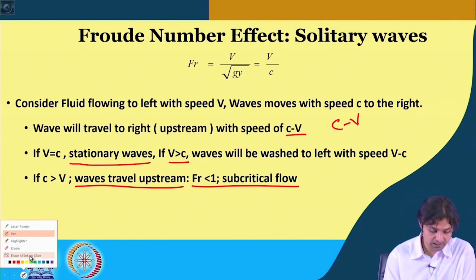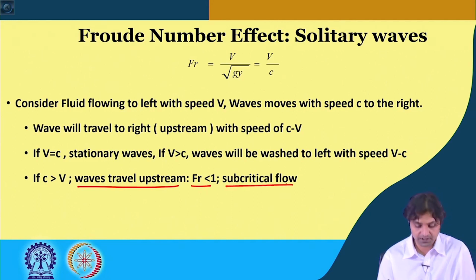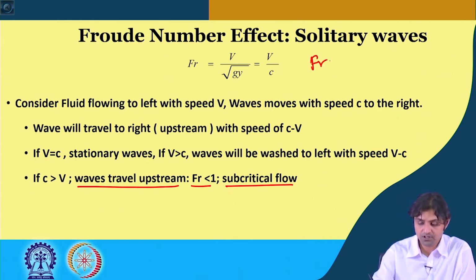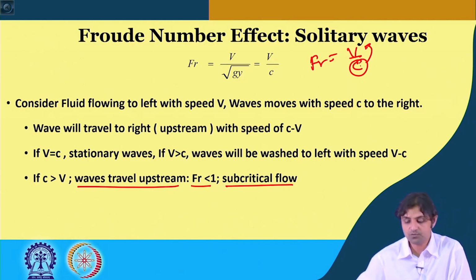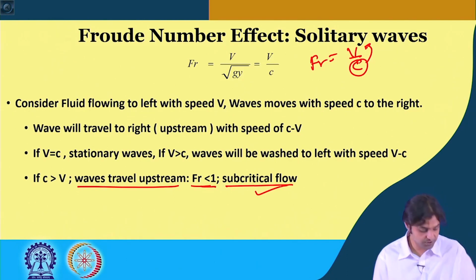This is an important result actually. So, if the speed of the wave is larger than the speed of the stream, I mean stream as in water, the waves can travel upstream, and the flow is going to be subcritical. Let us try to see. So, Froude number is v by c. If c is greater than v, what is going to be the Froude number? Less than 1. So, that means subcritical flow, very simple to see.